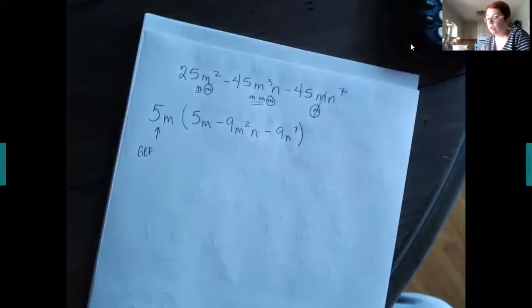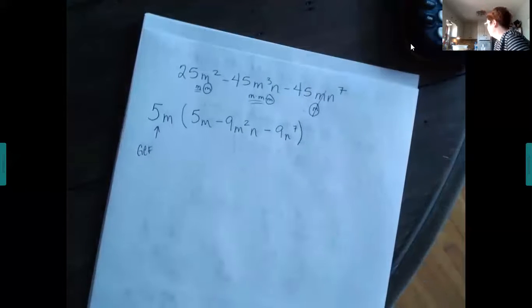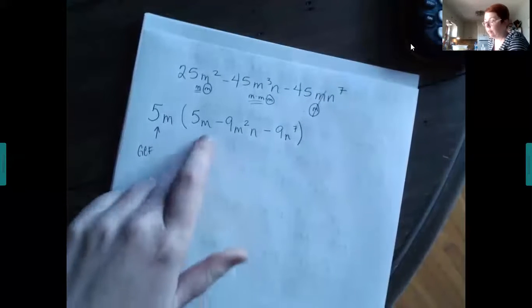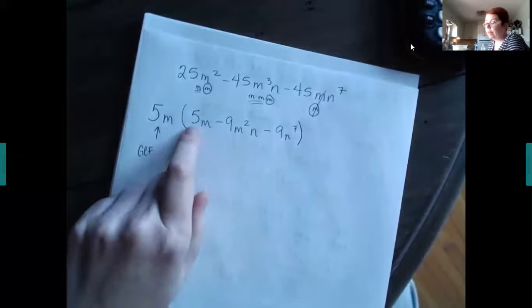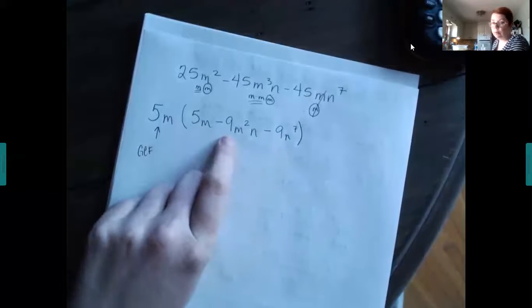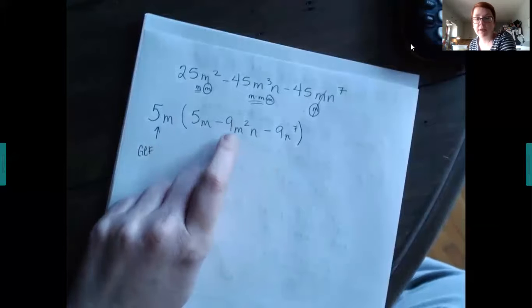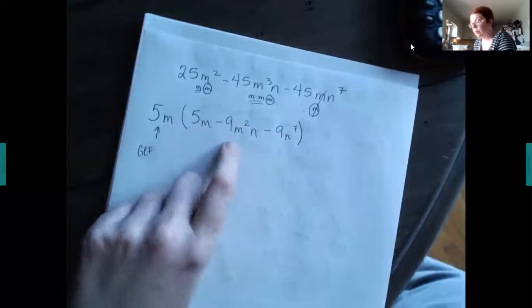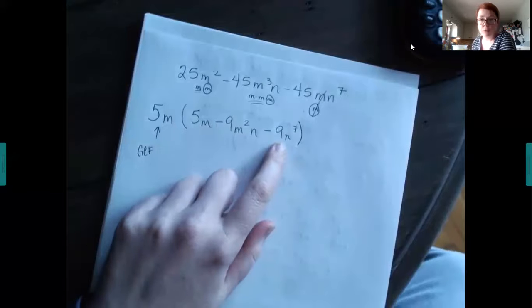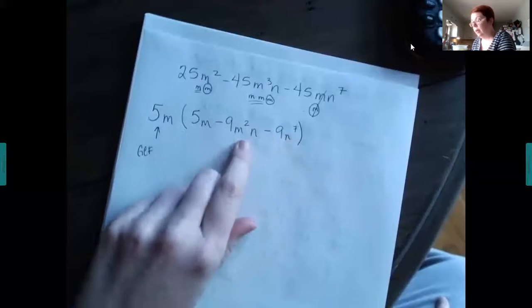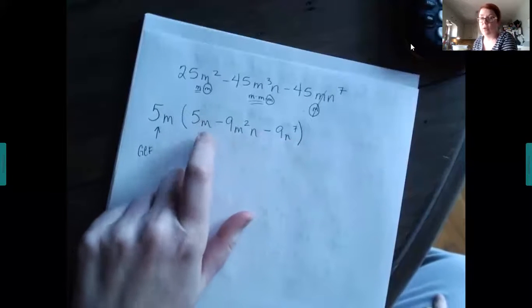So here, once I'm done, I want to see, is there anything left in common? Did I accidentally leave something in there, right? Well, here I have 5, 9, and 9. Well, number-wise, I can't do anything more because I can't divide 9 by 5. And m, oh, no m, so no more m's in common. N, no n, so no n's in common.